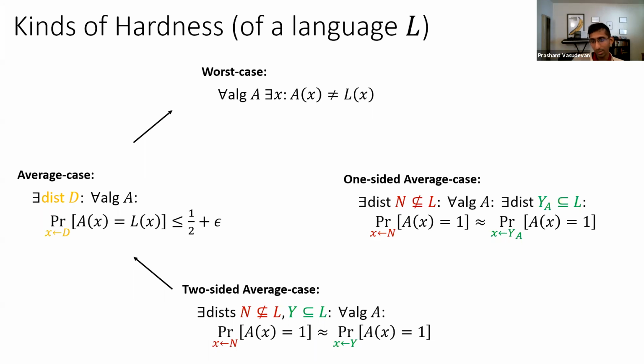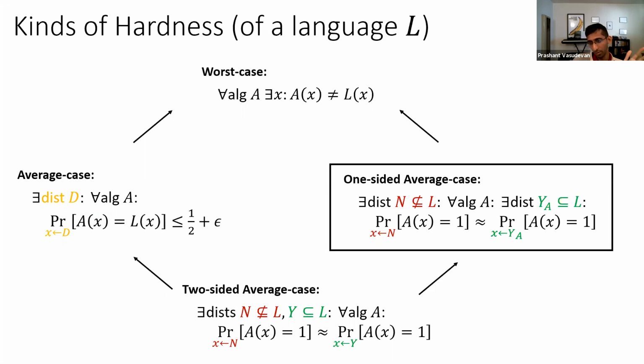You can see that this is implied by two-sided average case hardness, and it also implies worst case hardness, but it's not really clear how it relates to plain average case hardness. And this is what we are going to be talking about for the next so much time. Are there any questions about this?